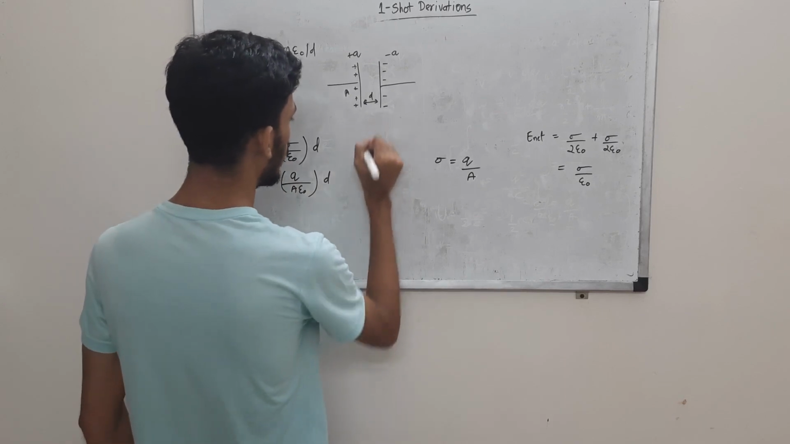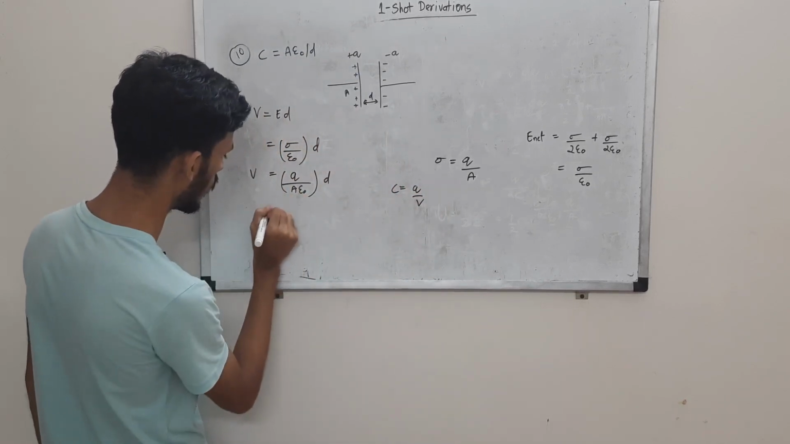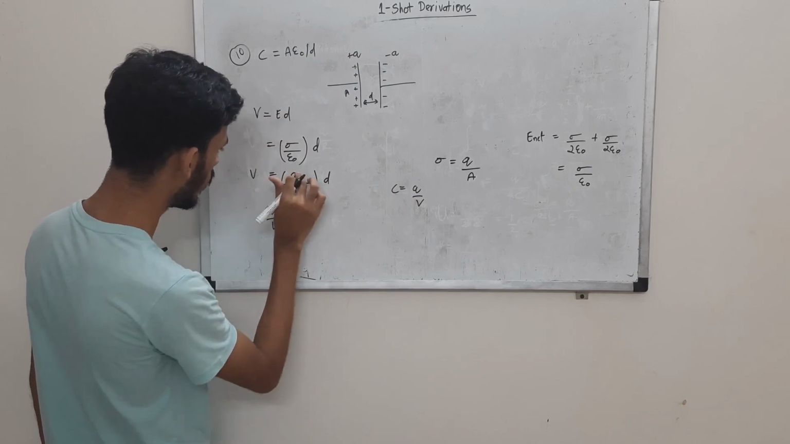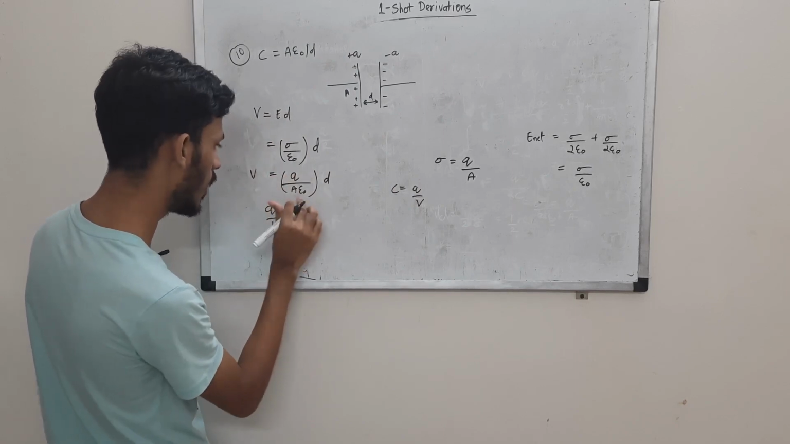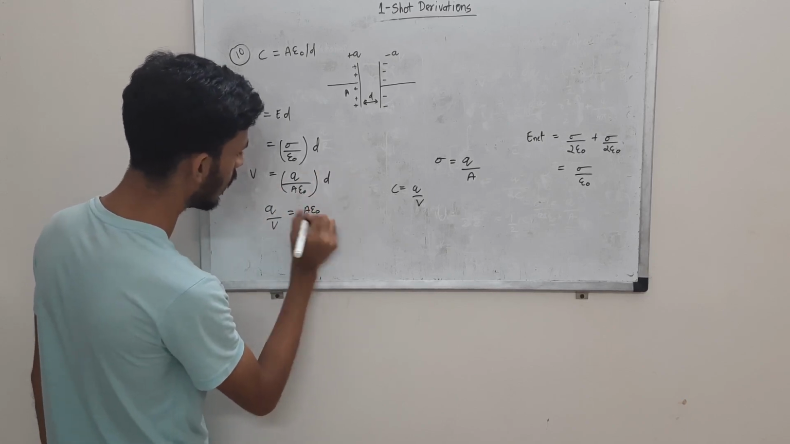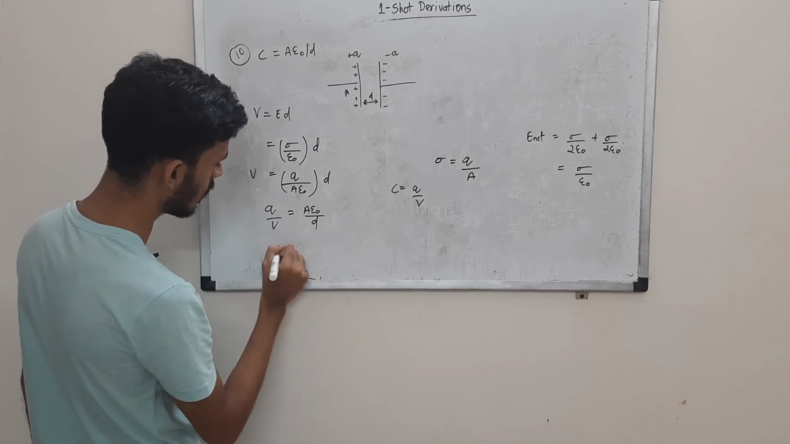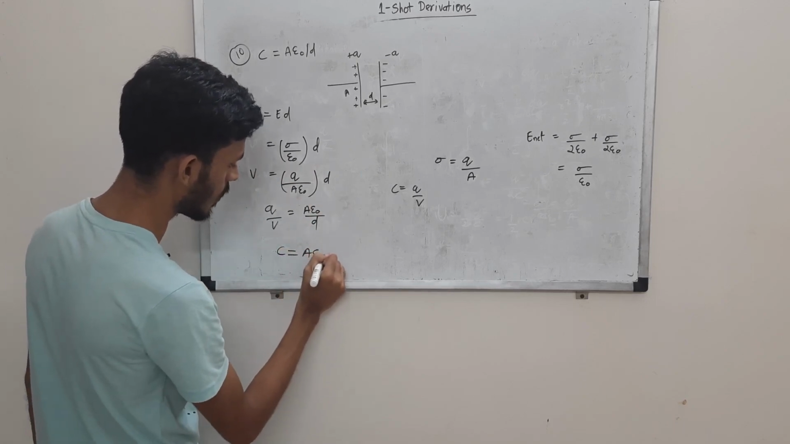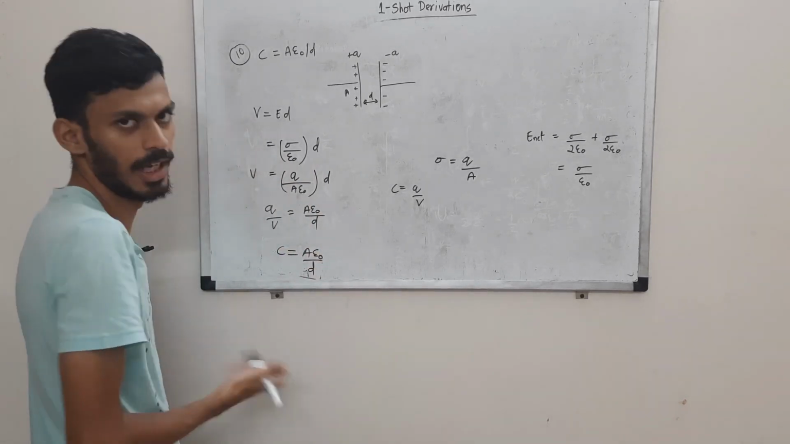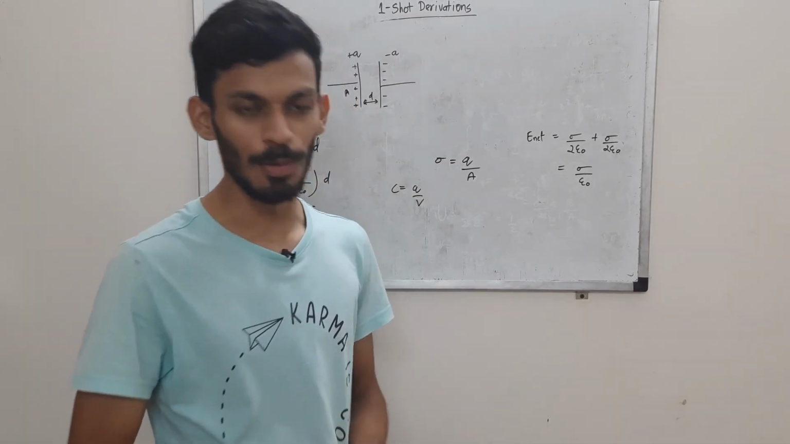Now capacitance can be given in the form of q by V, so let us get this in the form of q by V. Q by V will be A epsilon naught by d, right? So this is C, equal to A epsilon naught by d, hence proved. Only a few derivations to go, so let's get to them.